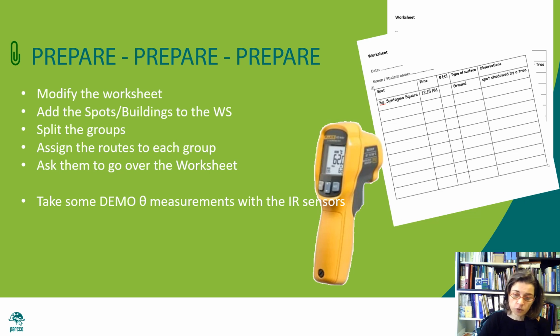You will split the groups. Maybe one or two groups take each route. You assign the routes to the groups, and then you ask them all together to go over their worksheets, so they know in advance what they will be measuring. Maybe at this stage you can also take some demo degree measuring with the IR, so that the students know how to handle it.